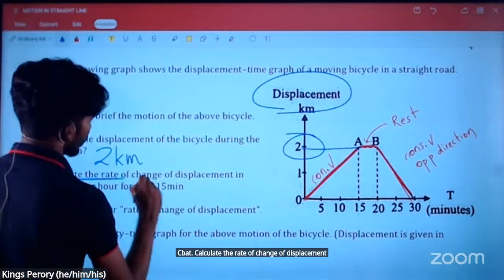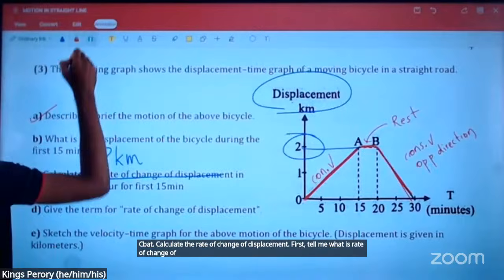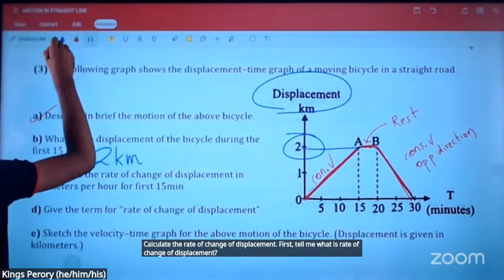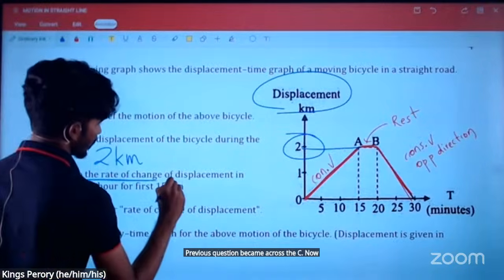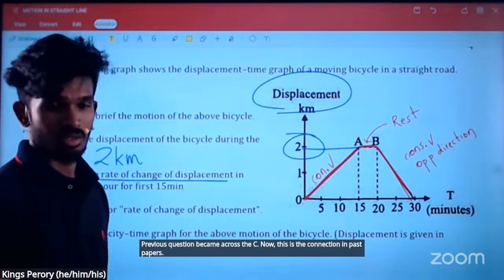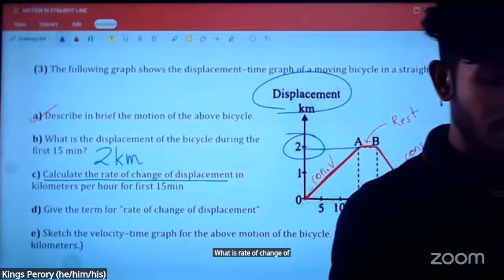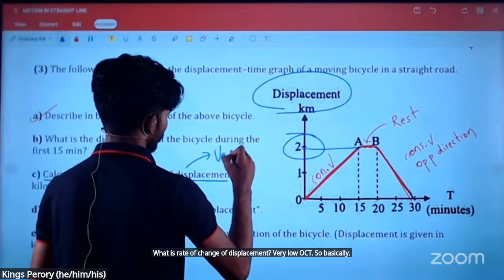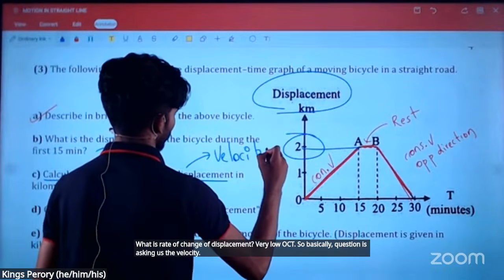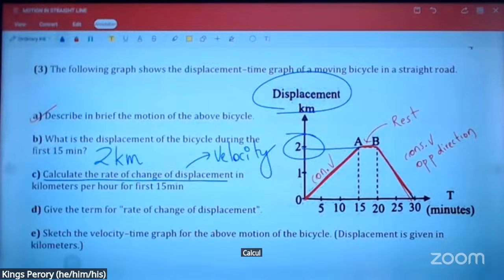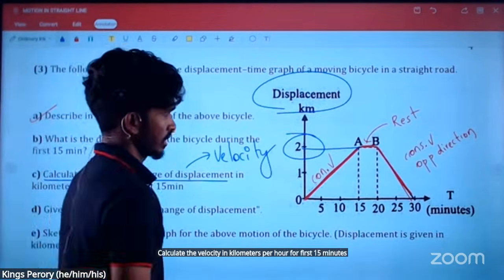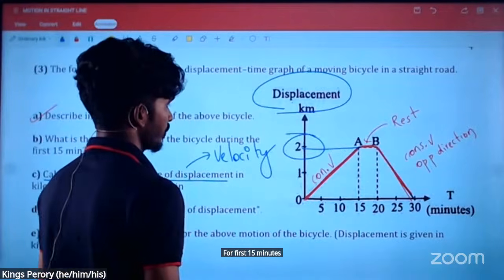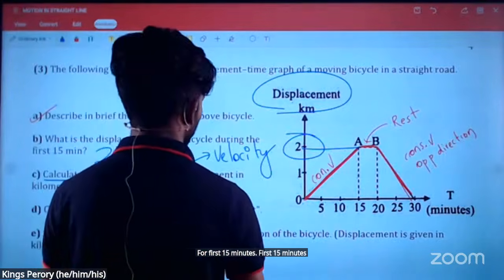C part. Calculate the rate of change of displacement. First tell me, what is rate of change of displacement? In the previous question we came across this. See, now this is the connection in past papers. Rate of change of displacement is velocity. So basically, the question is asking us the velocity. Calculate the velocity in kilometers per hour for the first 15 minutes. We'll find the gradient.